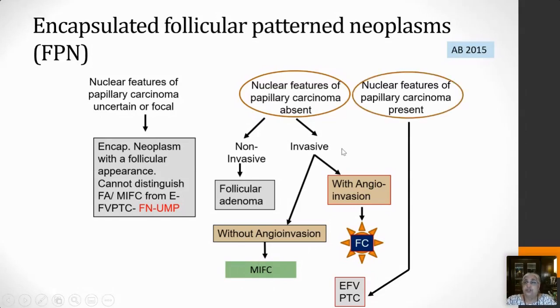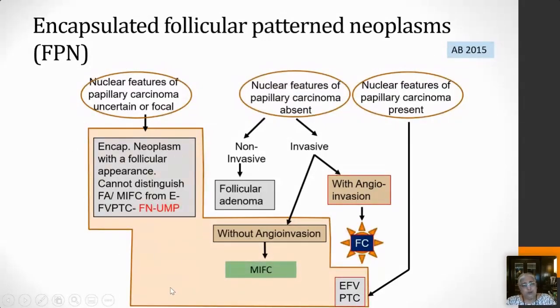If the nuclear features of papillary carcinoma were present, we were calling all these tumors, despite the fact that there was no invasion, encapsulated follicular variant of papillary thyroid carcinoma. And then, of course, we had those where the nuclear features were equivocal or uncertain or focal, and then these were being called follicular neoplasm of uncertain malignant potential.